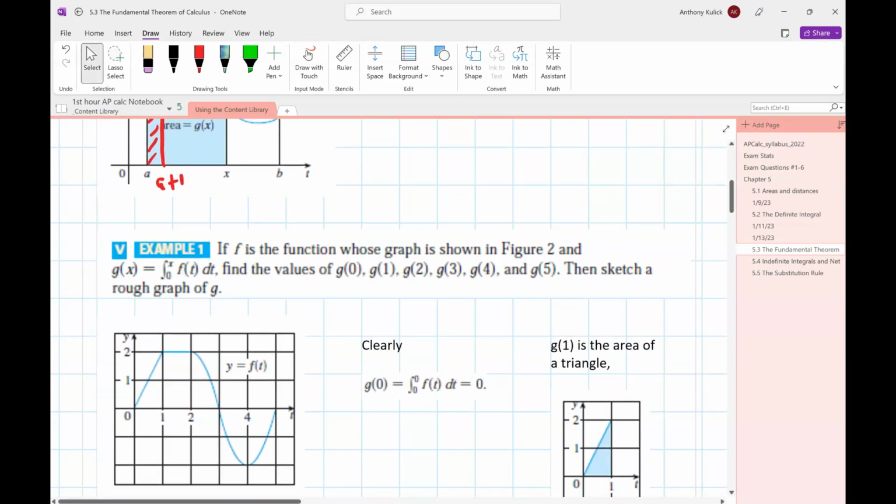So just to get comfortable with this notation, we're just going to do a little example. Say we have the function f that's in the picture below. And we have the function g of x that's defined as the integral from 0 to x of f of t dt. And we're just going to evaluate the values for g of 0, g of 1, g of 2, g of 3, g of 4, g of 5. And then we're going to sketch a graph of what the function g of x looks like based on those points.